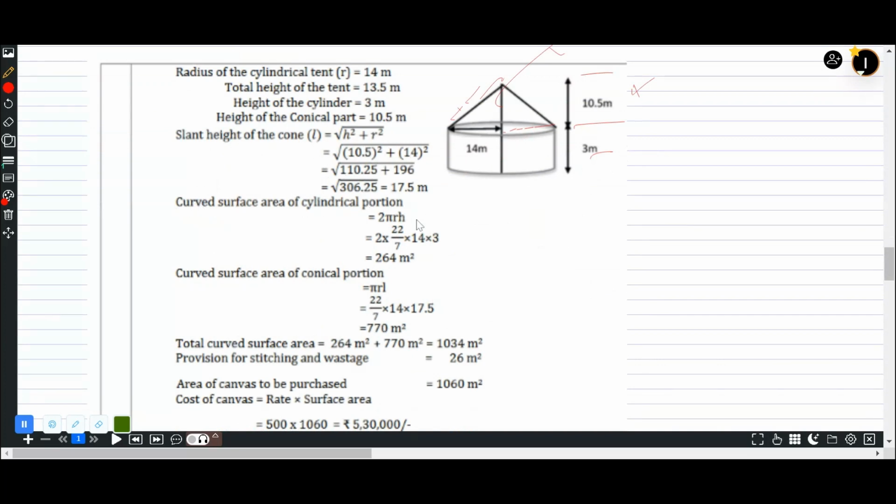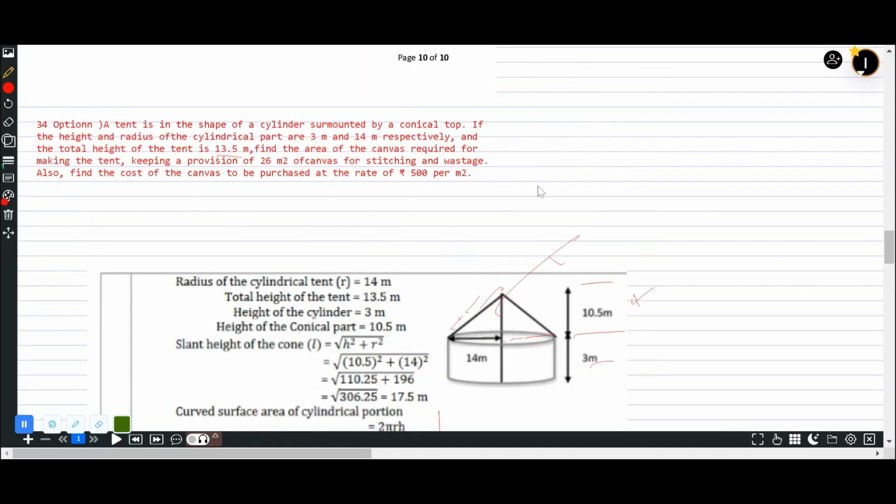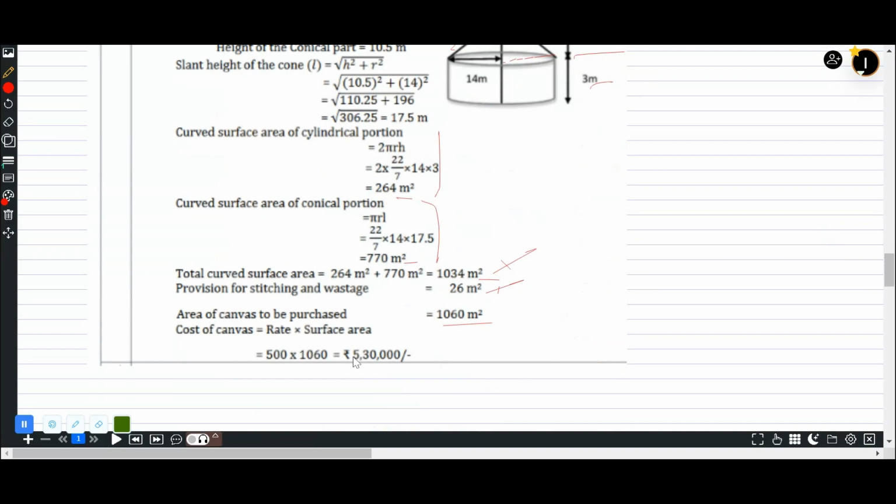तो स्लांट हाइट ऑफ द कोन निकाली, कर्व सरफेस से सिलेंड्रिकल पोर्शन 2 पाई आर एच निकाल दिया, ओके। और यहाँ पर आपने कर्व सरफेस एरिया ऑफ द कोन निकाल दिया पाई आर एल से, तो ये आपको दोनों वैल्यूज मिल गई, दोनों को ऐड किया तो आपको टेंट की टोटल कर्व सरफेस एरिया मिल गया, क्योंकि जब उस पर कैनवस चढ़ाएंगे तो कर्व सरफेस एरिया पर ही चढ़ाएंगे, ओके। उसके बाद प्रोविजन फॉर स्टिचिंग एंड वेस्टेज 26 मीटर स्क्वायर, उसमें ऐड कर दिया तो आपको टोटल एरिया मिल गया, और उसमें आप मल्टीप्लाई कर दीजिए पर स्क्वायर मीटर जो भी कॉस्ट है, आपको टोटल कॉस्ट मिल गई, वो भी आपको दी हुई थी 500 रुपये पर मीटर स्क्वायर। तो 500 से मल्टीप्लाई किया तो आपको 500 into 1060 is 5,30,000.